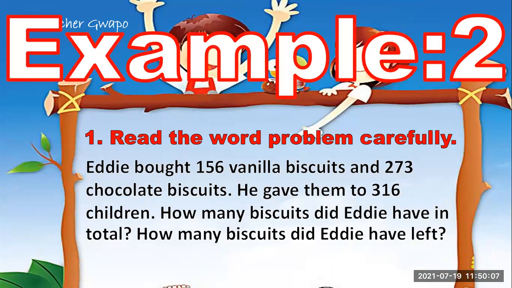Let's read the word problem carefully. Okay, Eddie bought 156 vanilla biscuits and 273 chocolate biscuits, and then he gave them to 316 children. How many biscuits did Eddie have in total? And how many biscuits did Eddie have left?